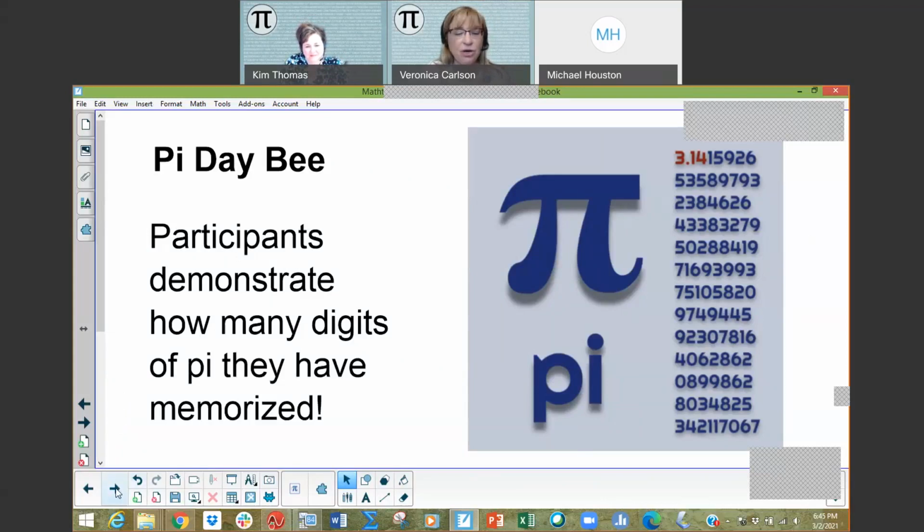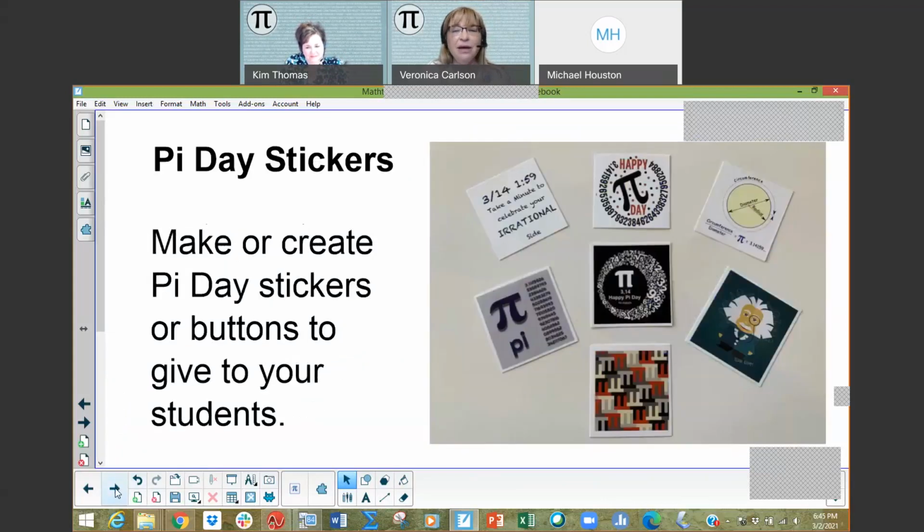And that sticker that you see there, Kim designed that. And so this next one is that you can make Pi Day stickers or buttons that you could share with your students. We're fortunate in our district that we have a print shop that can be utilized. And this is just on name tag paper. They printed those up and cut them for Kim so she can give them to her students when they return next week.